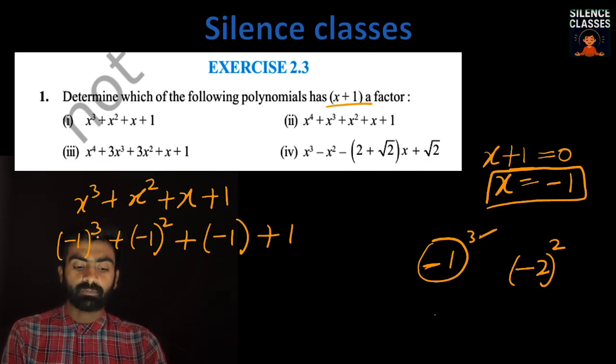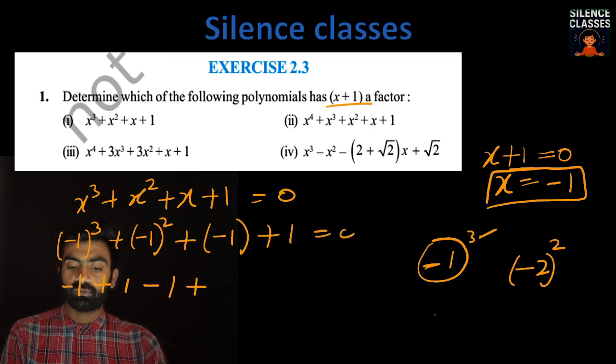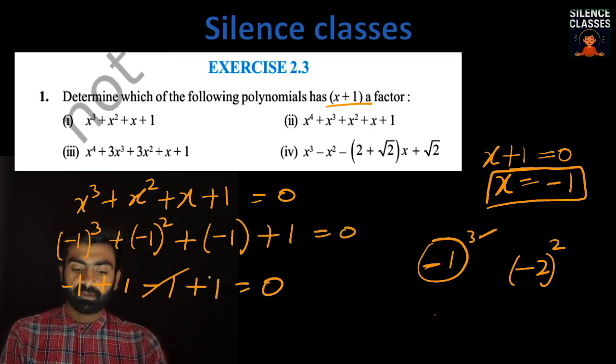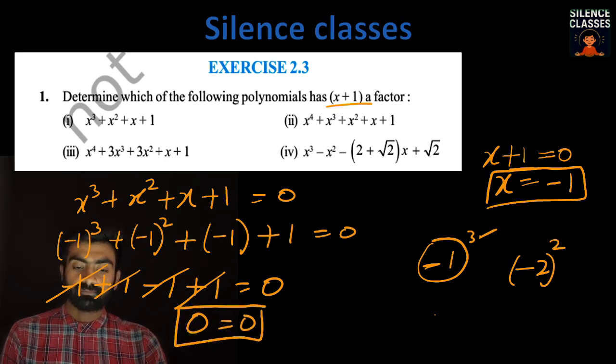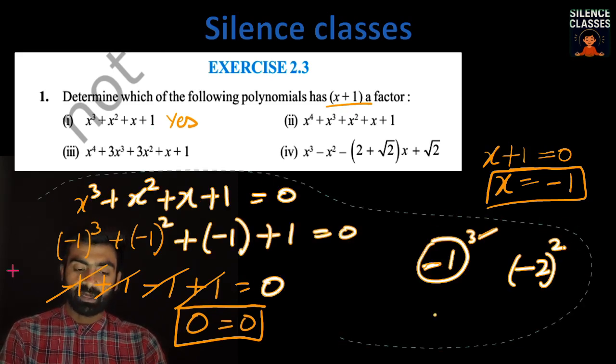So minus 1 to the power 3 gives minus 1, plus minus 1 to the power 2, which means minus 1 multiplied by minus 1, is plus 1, plus minus 1 and plus 1. We write it is equal to 0. Plus minus we can cancel, so it becomes 0 equals 0. So we can say yes, x plus 1 is a factor of this given polynomial x cube plus x square plus x plus 1. Now let's move to the next part.